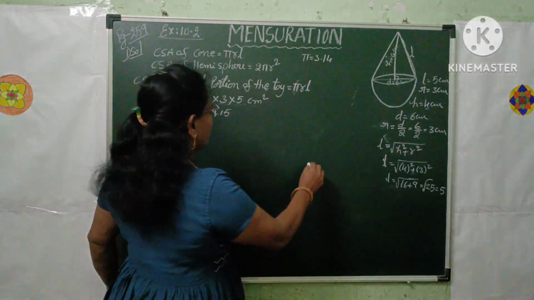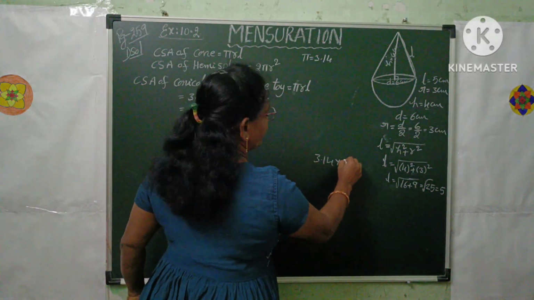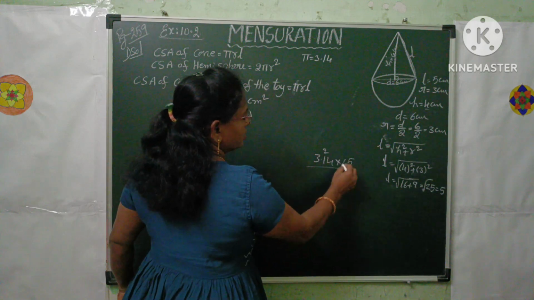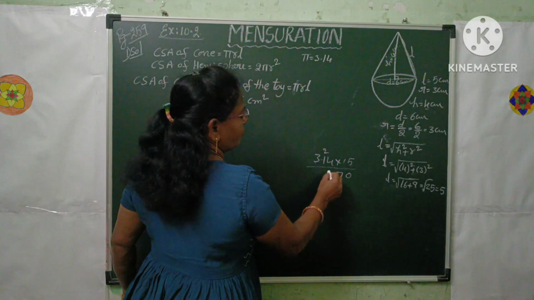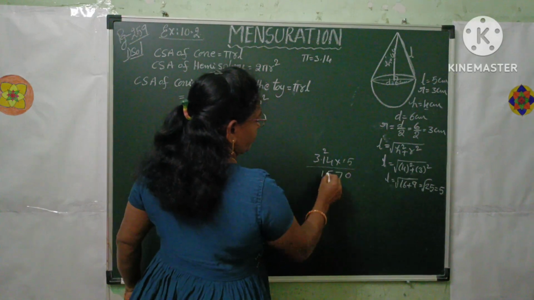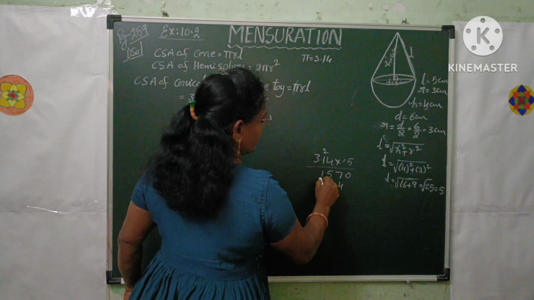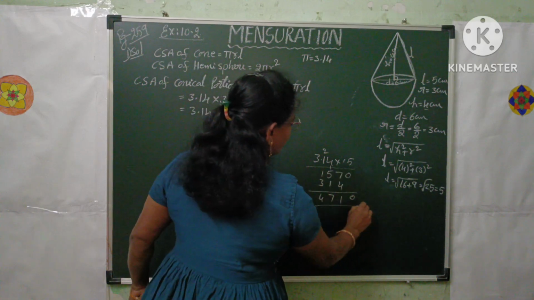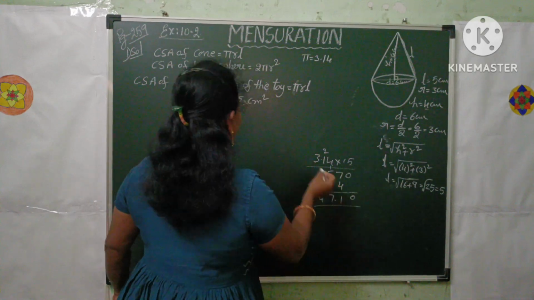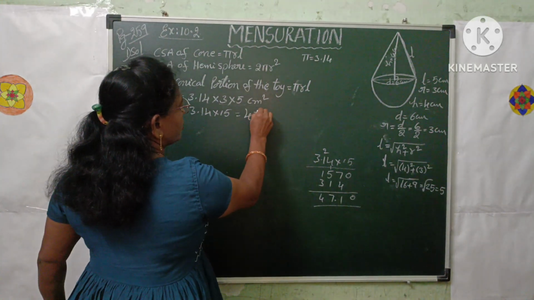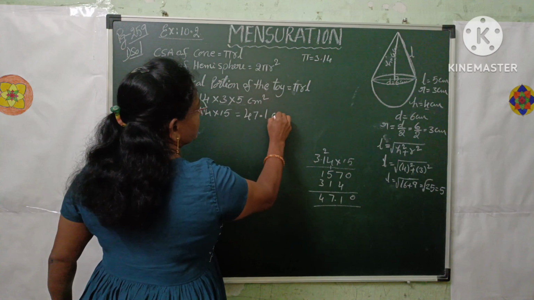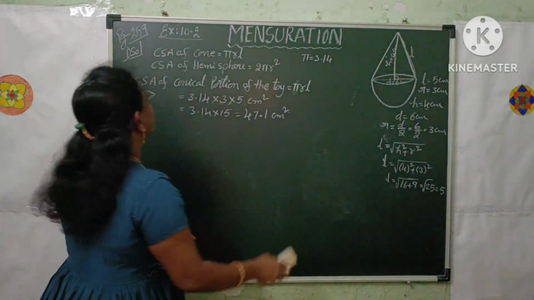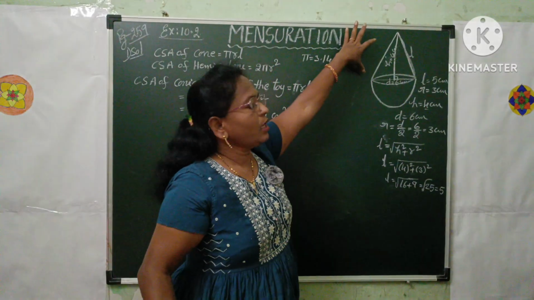314 into 15. 5 4s are 20, 5 3s are 15, and so on. How many digits before the decimal? 2. So the answer is 447.1 centimeter square. This is the surface area of the conical portion.